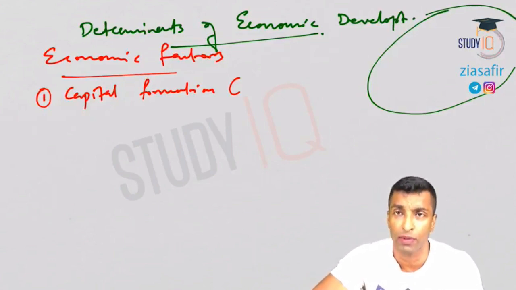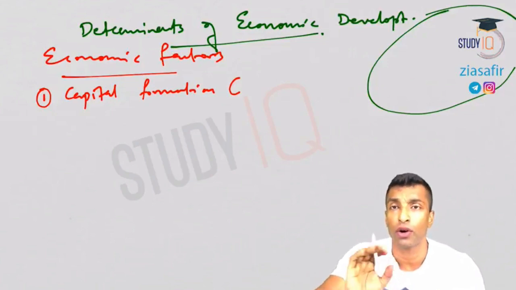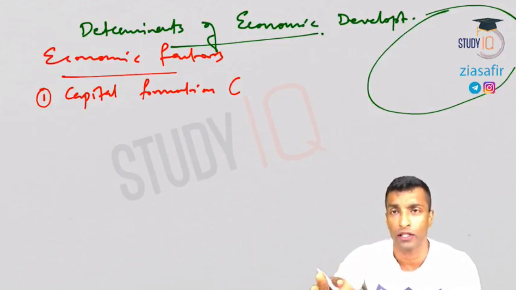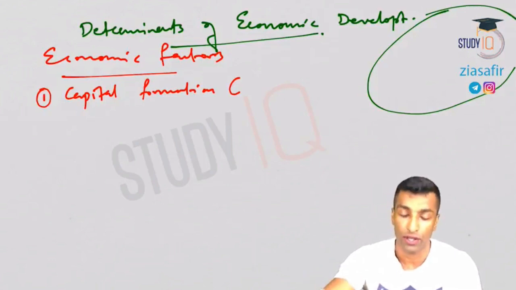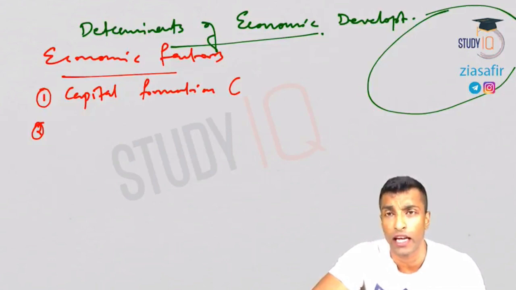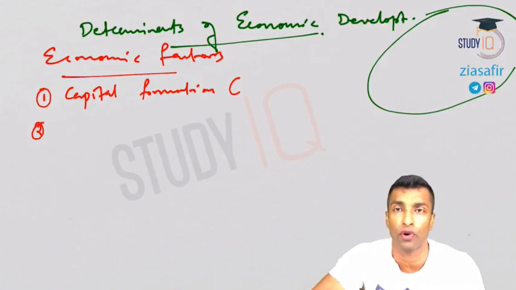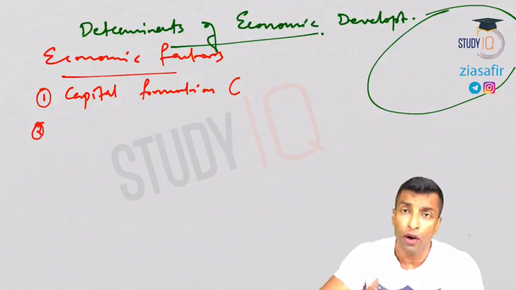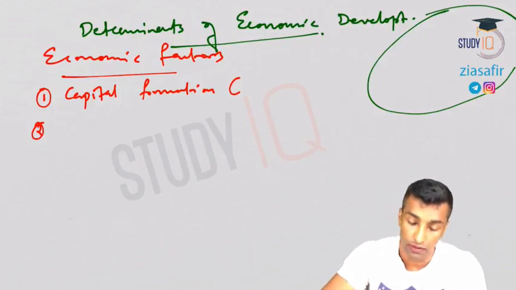It is nothing but investment, nothing but the expenditure on the capital goods. So simply you understand this way. We will go for a separate discussion on this. Second one, economic system. That means the type of economic system, which type of system you're following, whether it is a socialist system or a capitalist system or a mixed model. All those things will come here.